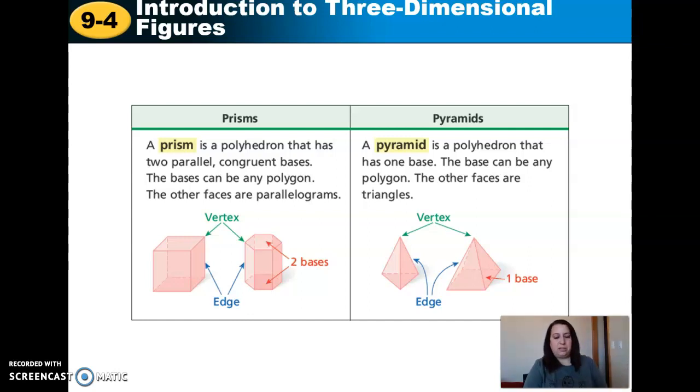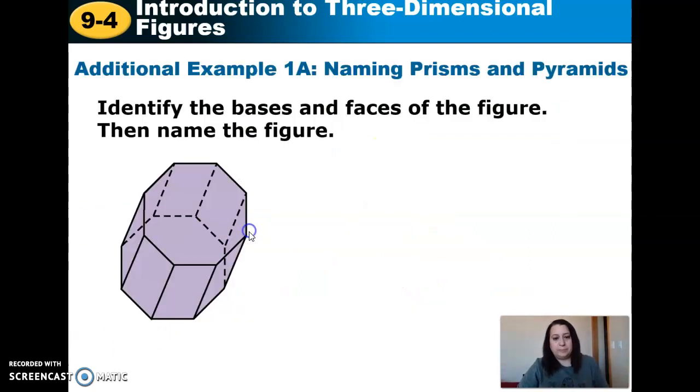A pyramid is a little different. A pyramid has 1 base. So this is kind of like your ancient Egyptian pyramids. It's the best thing that pops into my mind. This one has a square base, and it just has these 4 faces that meet at a point up here. So for it to be a pyramid, it can only have 1 base. Okay, so you have to distinguish between a prism and a pyramid.